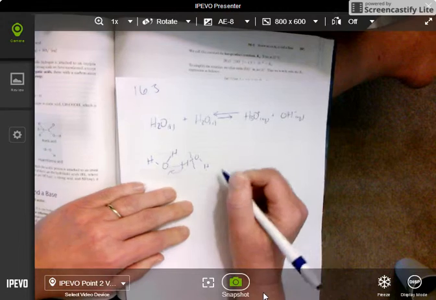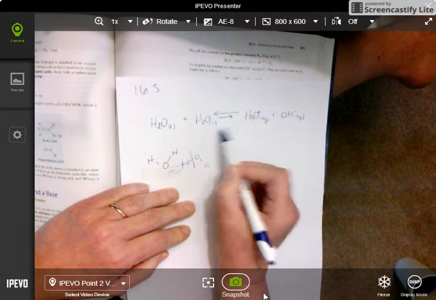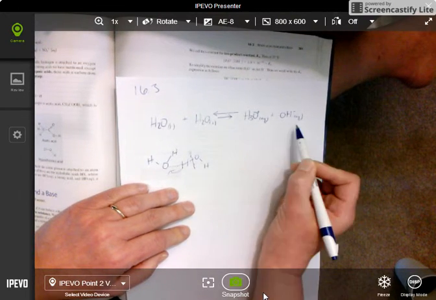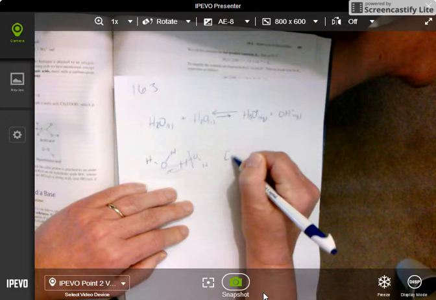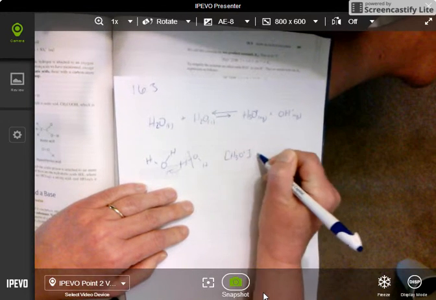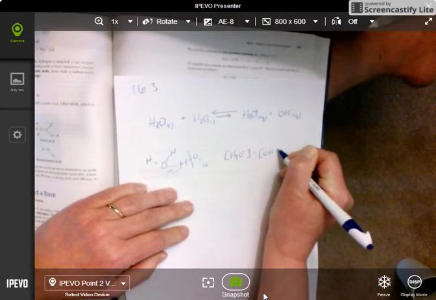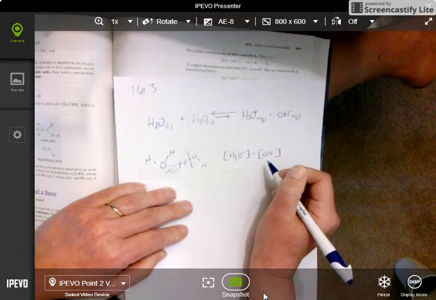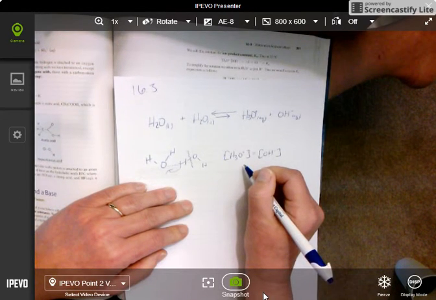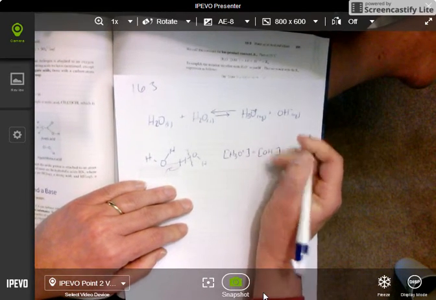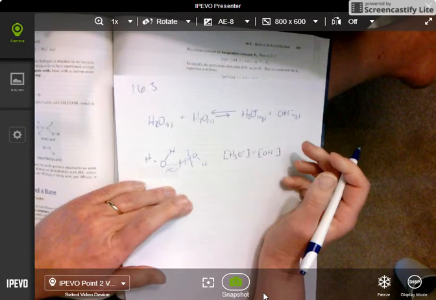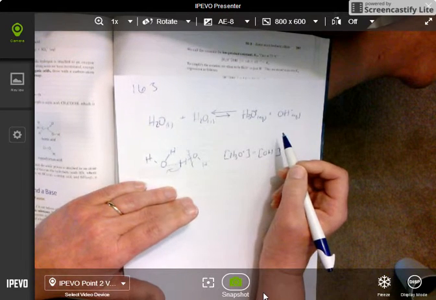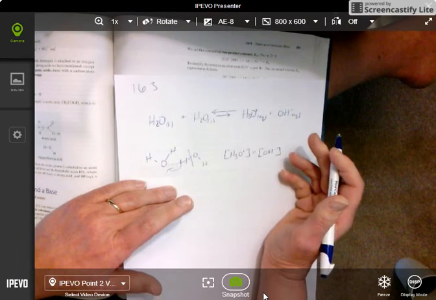But in pure water, for every one hydronium ion, you're going to get one hydroxide ion. So these concentrations are going to be equal. And like I said, this reaction doesn't happen very often. In pure water at 25 degrees Celsius, you change the temperature, you change the concentration, but we always deal with 25 degrees Celsius. It's pretty much room temperature.